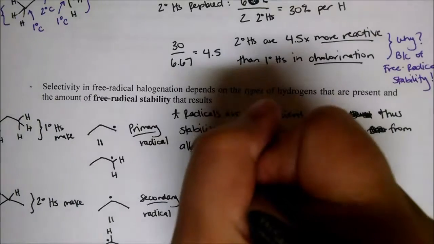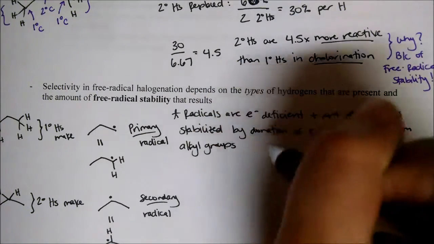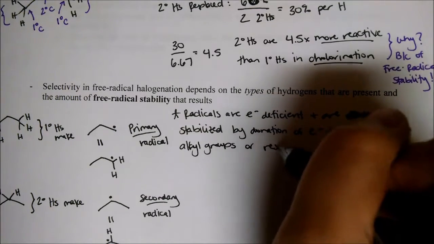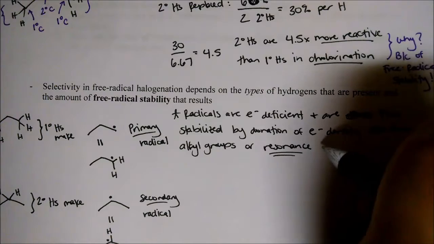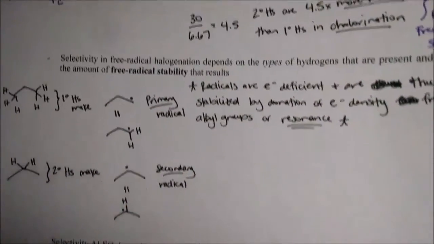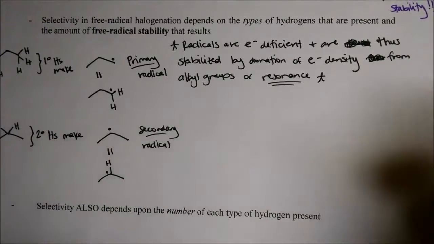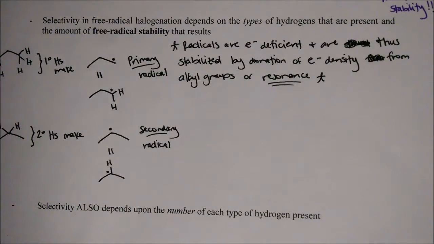Or resonance. If you can get stabilized by resonance, absolutely, that will win each time. It definitely contributes to the stability of the radical. So if you can delocalize that radical, that definitely makes it more stable. You can delocalize the radical.